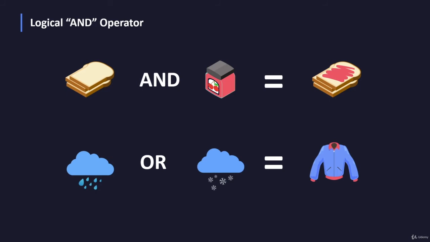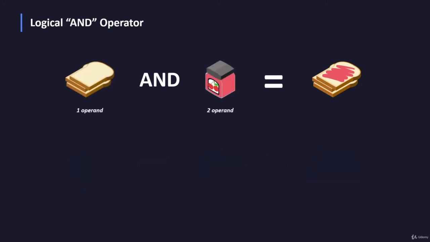The first one is if we take a slice of bread, this is the first condition. And the second one is if we take some spread. If we want to use some formality here, then these two subconditions are called operands. So there is the first one and the second one. And these two operands, by using a logical AND operator, form a new condition.